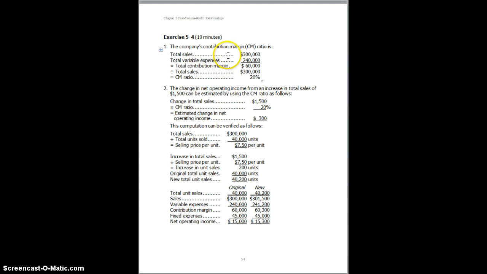Well, the contribution margin, first off, has to be calculated in order to calculate the contribution margin ratio. Contribution margin is simply total sales minus variable costs, 300 minus 240, or $60,000. That contribution margin divided by total sales revenue gives us the contribution margin ratio of 20%. So if we take contribution margin of $60,000 divided by total sales of $300,000, we have a contribution margin ratio of 20%.